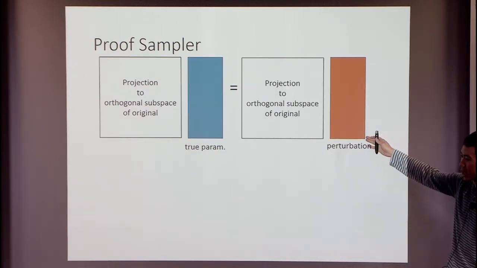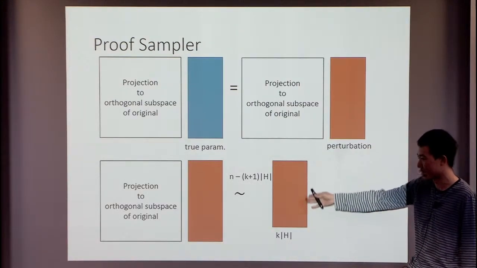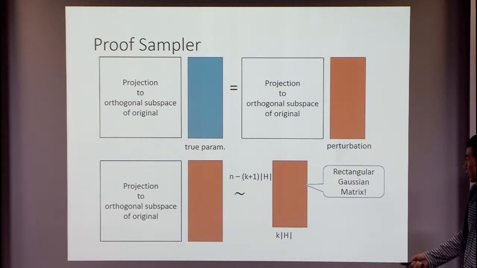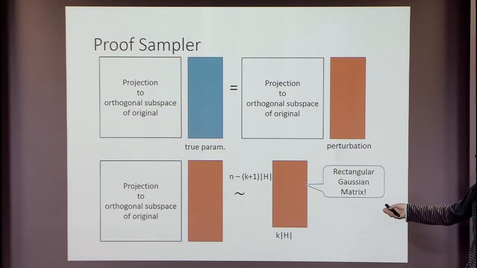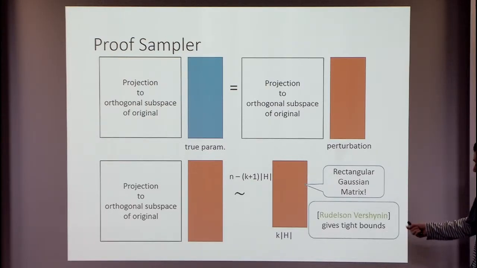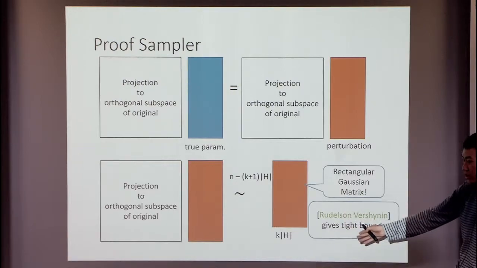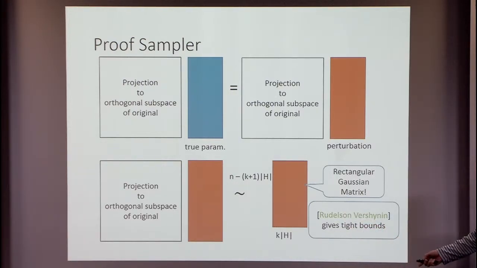But this is a random Gaussian matrix. The projection of a random Gaussian matrix is another random Gaussian matrix. So this is a random rectangular Gaussian matrix, whose singular values we understand very well. For example, Rudelson and Vershynin give a very nice result with very tight bounds on the singular values of rectangular matrices, and we can just use that. And that just tries to give you a flavor of the proofs that we need to do in this smooth analysis framework.